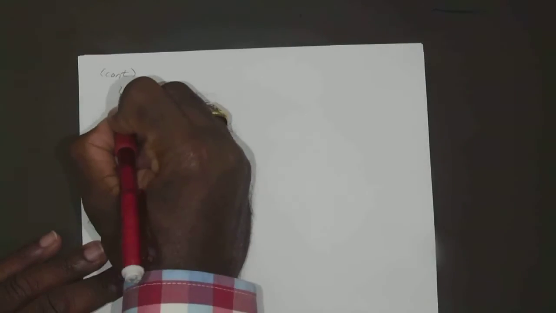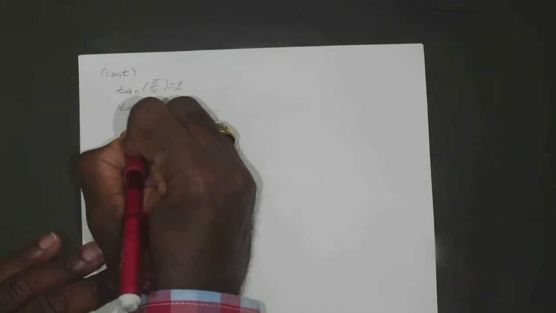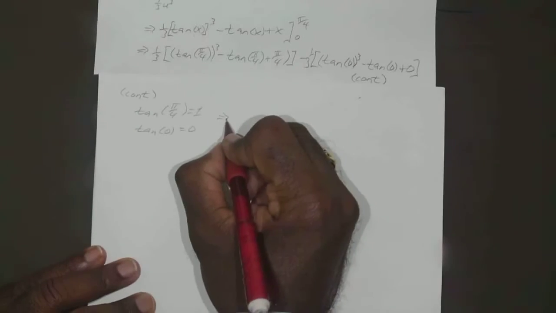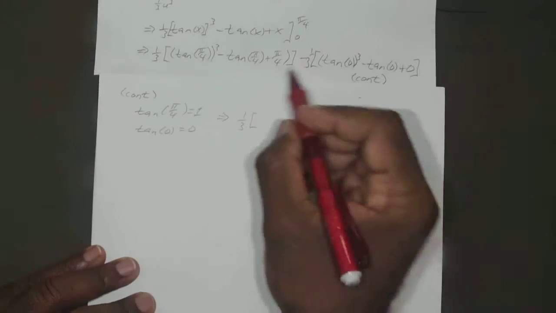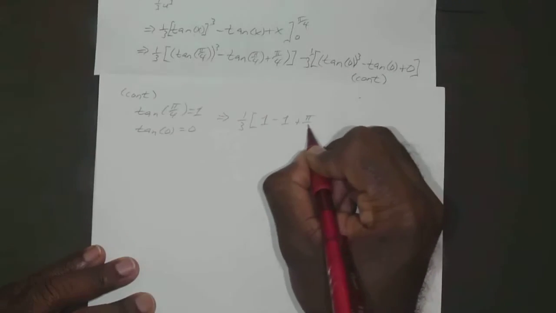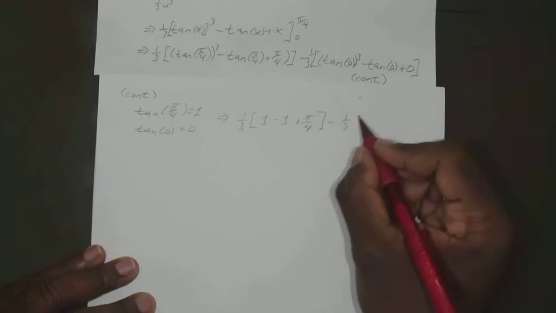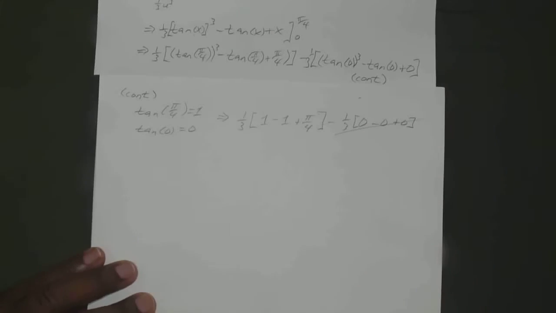Okay. So we know that tangent of pi over 4 is 1, and tangent of 0 is 0. So that leaves us with 1/3. Tangent of pi over 4 is 1, so that's 1 to the third, which is just 1. Minus 1 plus pi over 4, minus 1/3 times 0 minus 0 plus 0, so that just disappears.